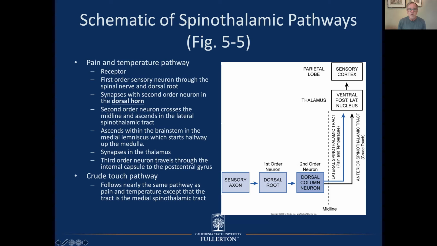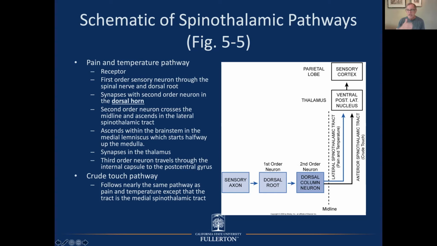Once it gets into the brainstem, about halfway up the medulla, it gets a different name. It's then at that point called the medial lemniscus. And we will look at the medial lemniscus again when we look at fine touch and proprioception. The pathway in the cord is different from what we're talking about now for fine touch and proprioception. But when you get up to the mid-level of the medulla, the two pathways for fine touch and proprioception and for pain and temperature, they come together and they form a medial lemniscus.